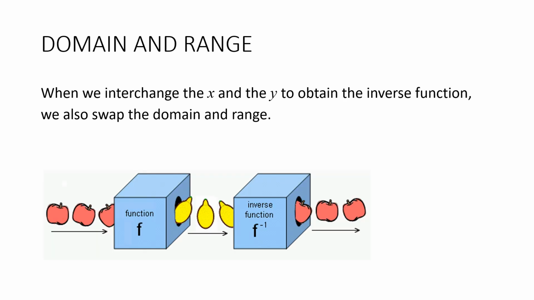Now there are some implications for domain and range. When we interchange the x and the y to obtain the inverse function, we swap the domain and range. Have a look at this diagram. Here's the domain, goes into the function, out comes the range. The range of the original function goes into the inverse function, and out comes the domain of the original function.